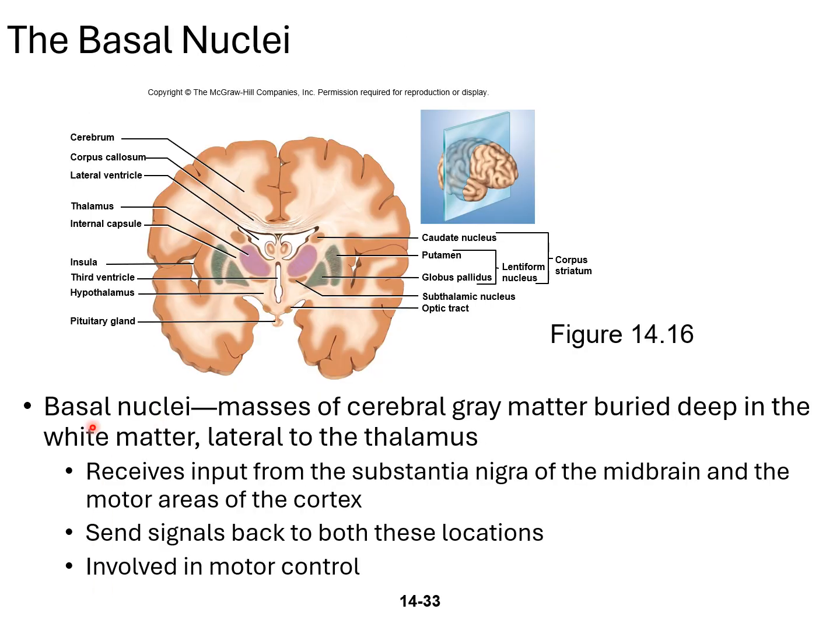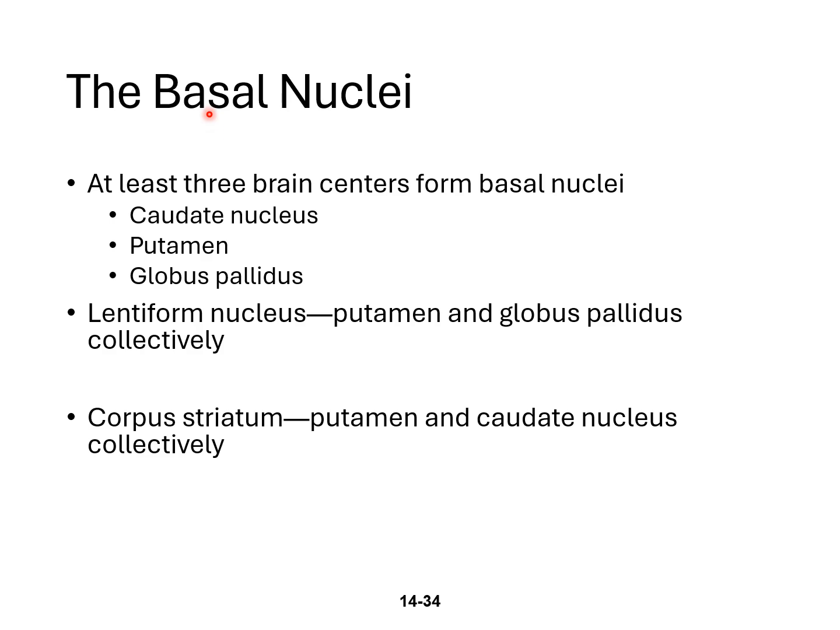The basal nuclei, to kind of finish up: massive gray matter, buried deep in the white matter, lateral to the thalamus. It receives input from the substantia nigra of the midbrain that we talked about with Parkinson's, sends signal back to both of these locations, and the basal nuclei is involved in motor control. That's why the basal nuclei and the substantia nigra are going to be involved in Parkinson's. It's going to talk to these 3 brain centers from the basal nuclei: the caudate nucleus, putamen, and the globus pallidus. These are ways they talk to other parts, but we're not going to go into them.